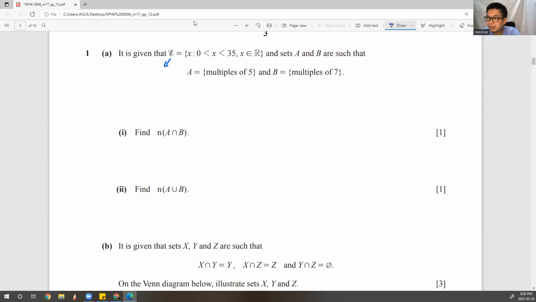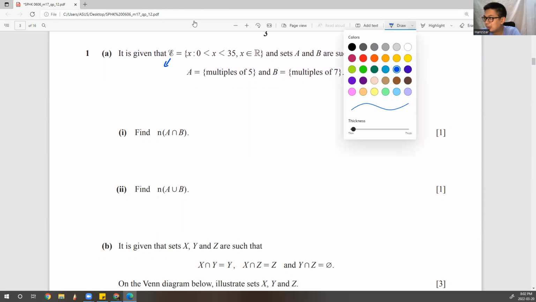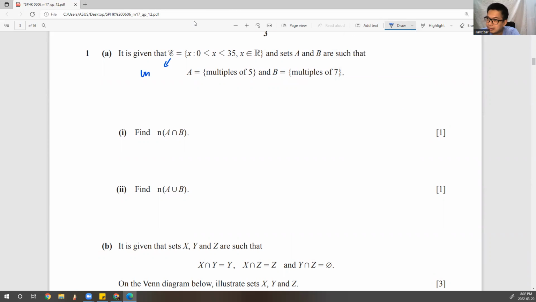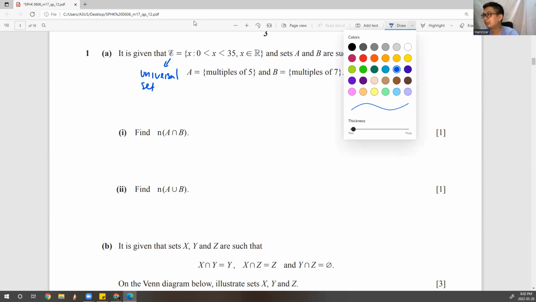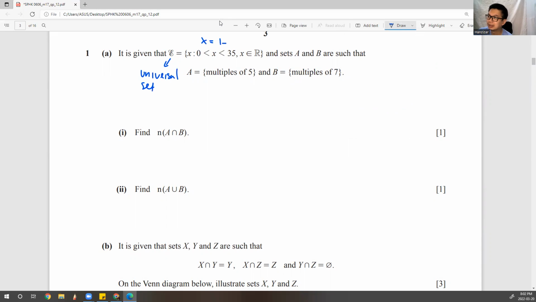This is the universe, or the total, or the whole set that will be given. That is given, so this is the universal set. In between 0 and 35, so 0 is not included, and 35 is not included as well. So it starts from 1 until 34. So x equals 1 until 34. Write it down like that, just to make you understand.